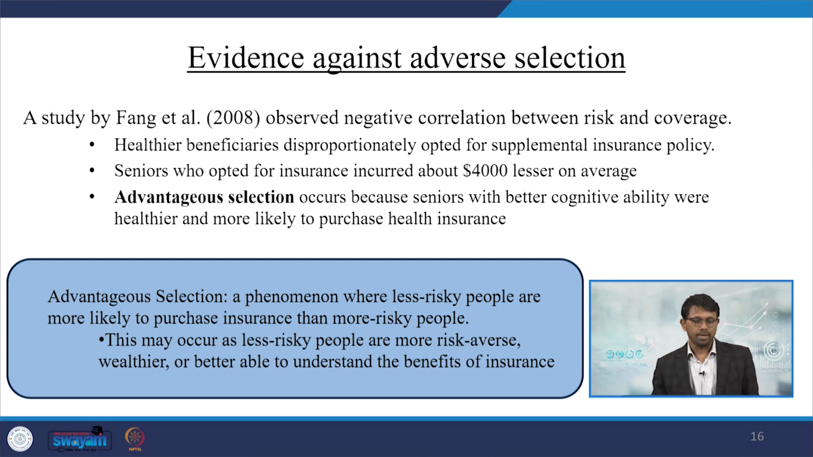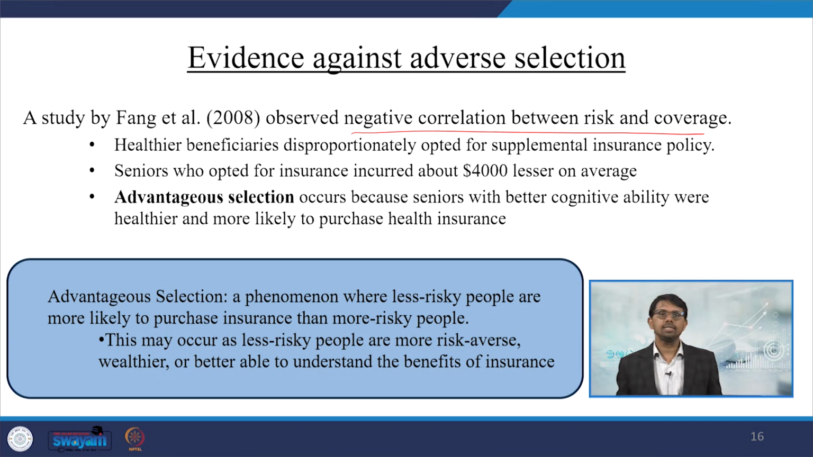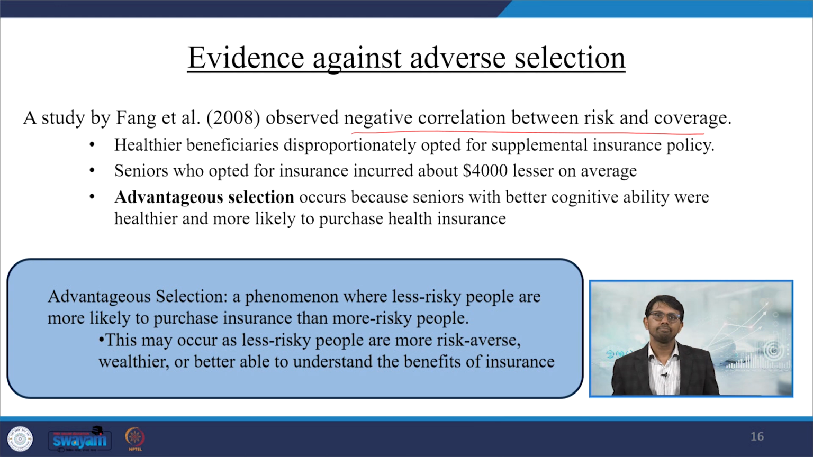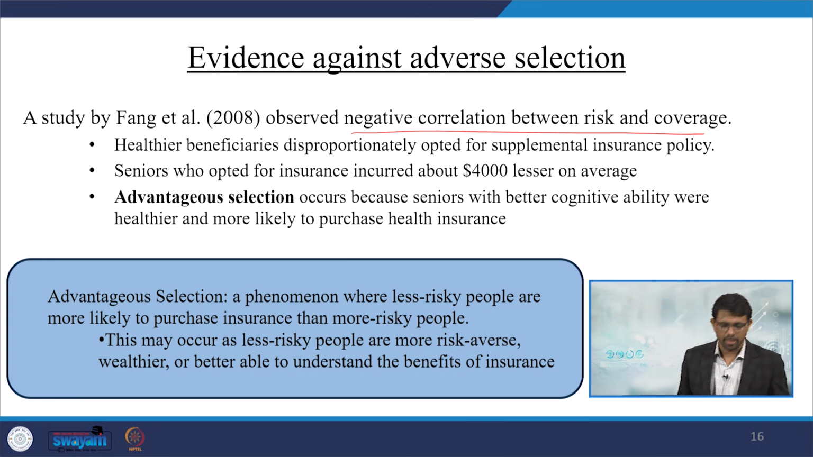A study by Fang et al. 2008 observed a negative correlation, not positive, between risk and coverage. Healthier beneficiaries disproportionately opted for supplemental insurance policies. Seniors who opted for insurance incurred about 4,000 US dollars less on average. So advantageous selection occurs because seniors with better cognitive ability were healthier and more likely to purchase health insurance.